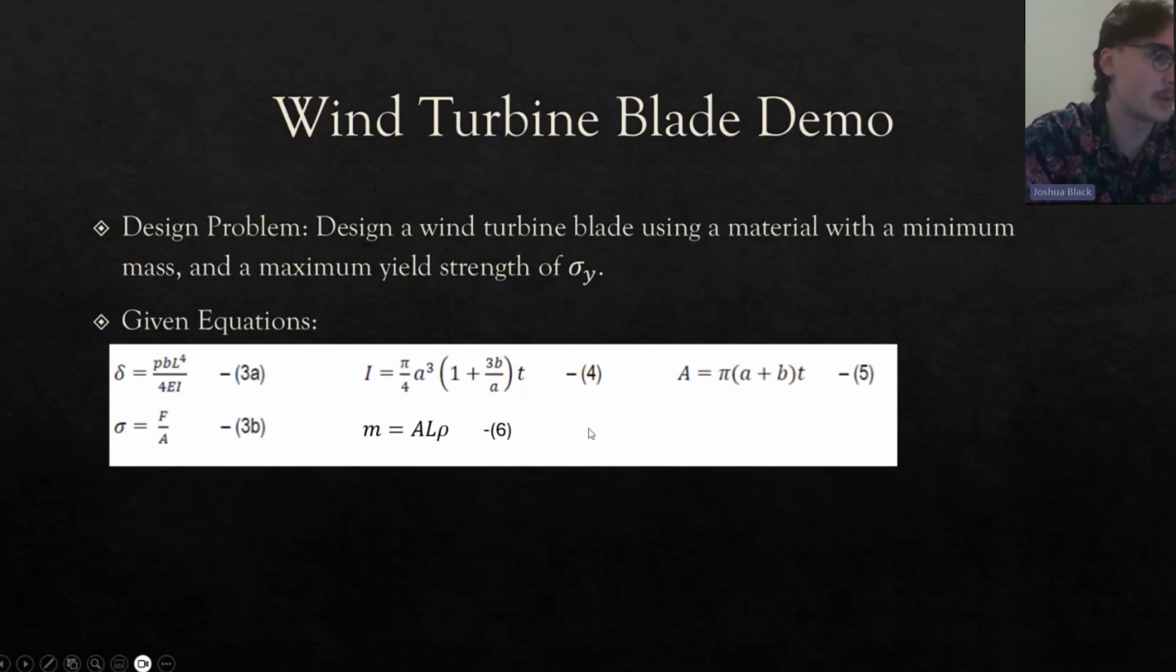We were given a bunch of equations to work with. So we were given the equation for the deflection of the wind turbine blade, the moment of inertia, the area of the wind turbine blade. Now, these are just a bunch of geometric parameters. It was like an ellipsoid, which is why we have this A plus B in the area term. We are given, obviously, the stress, but I think this is pretty self-explanatory. And then we were also given the mass because we wanted to minimize the mass.